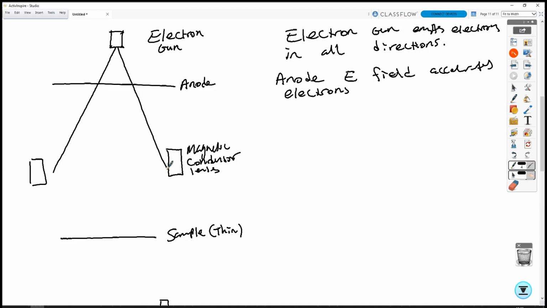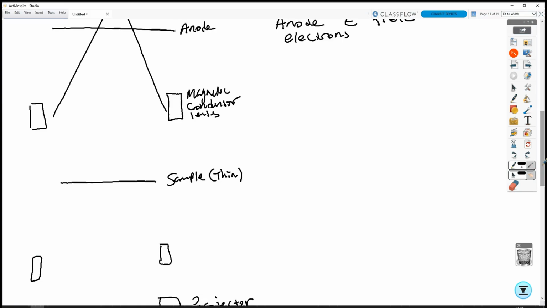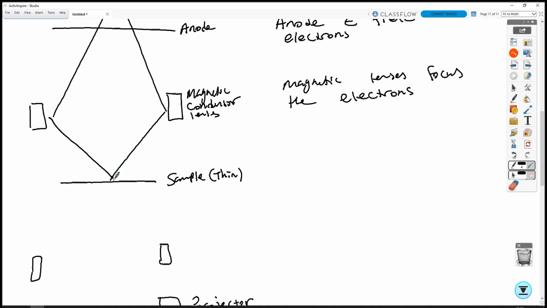Now, electrons are charged particles, so they are affected by magnets. The magnetic condenser lenses basically behave similarly to how a lens would in a light microscope, and cause the rays of electrons to focus on the sample. So magnetic lenses focus the electrons. The electrons are then focused onto the sample.